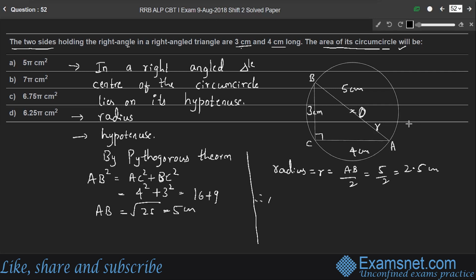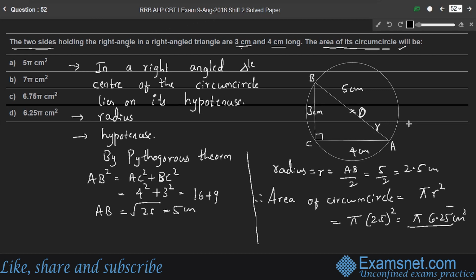We need the area of the circle, right? Area of a circle is pi into r square, which is equal to pi into 2.5 the whole square. So 25 the whole square is 625. Therefore 2.5 square is 6.25, right? Into pi, unit is centimeter square. 6.25 into pi centimeter square is the area of the circle, right? Therefore, option D is the right answer.